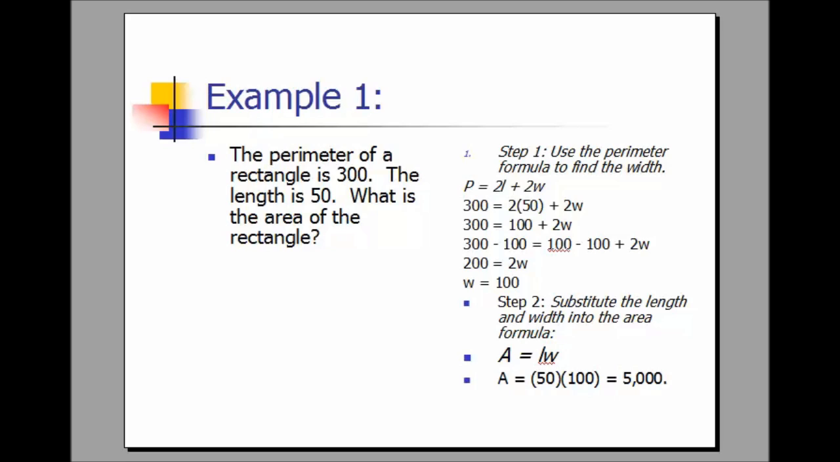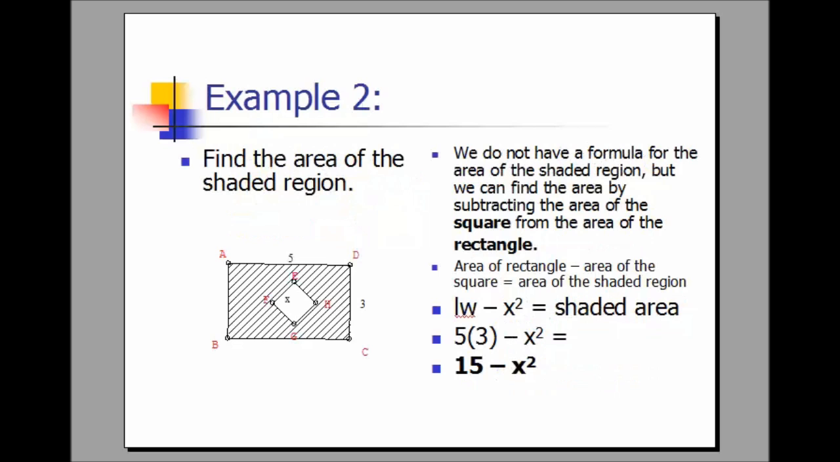Next, substitute the length and width into the formula. A equals L times W. The length is 50. The width is 100. Multiplying gives us the area of this rectangle is 50 times 100, or 5,000 square units.